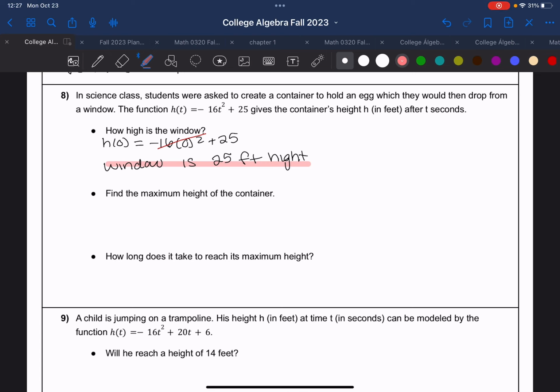Then it says, find the maximum height of the container. Okay. So again, let's visualize our diagram here. We have a window that is 25 feet high. This right here is representing our ground. They are throwing a container holding an egg out of the window, and it's eventually going to hit the ground. So in order to find the maximum height of the container, we need to find that vertex right here.